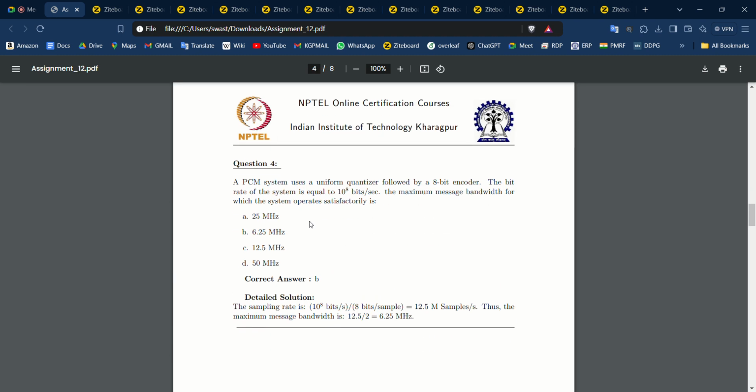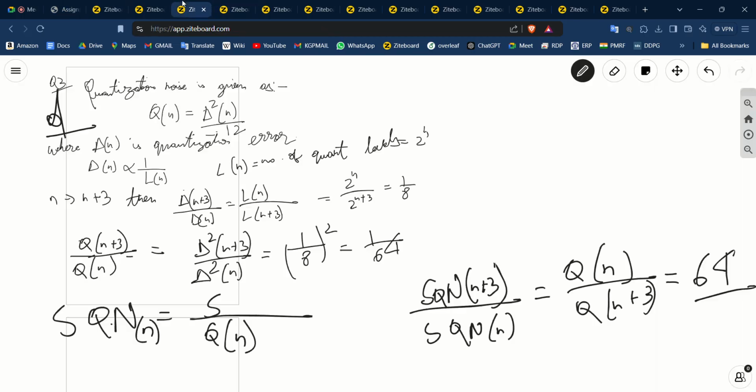A PCM system uses a uniform quantizer followed by an 8-bit encoder. The bit rate of the system is equal to 10 to the power 8 bits per second. What is the maximum message bandwidth for which the system operates satisfactorily? So there is an 8-bit encoder, and the bit rate is 10 to the power 8 bits per second.